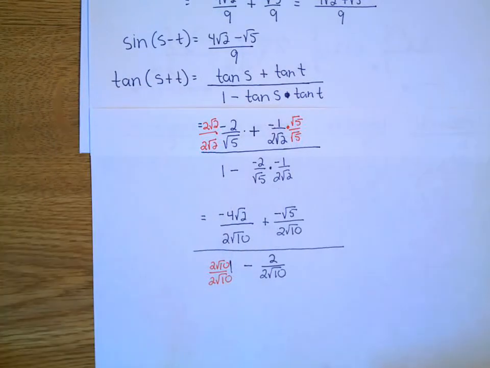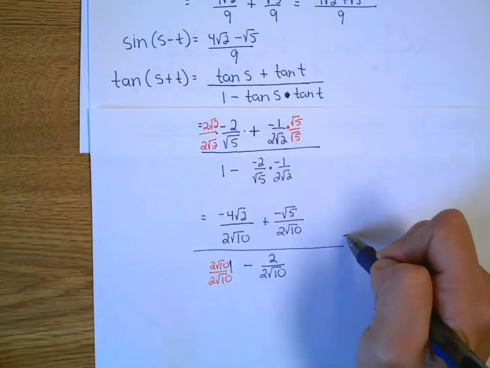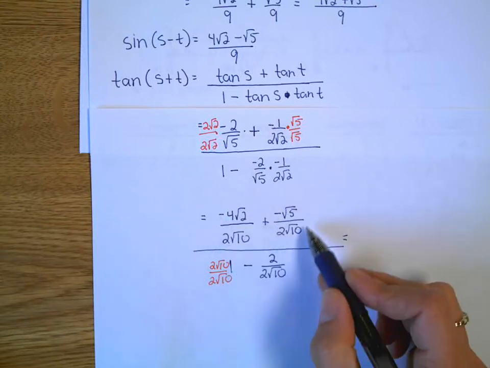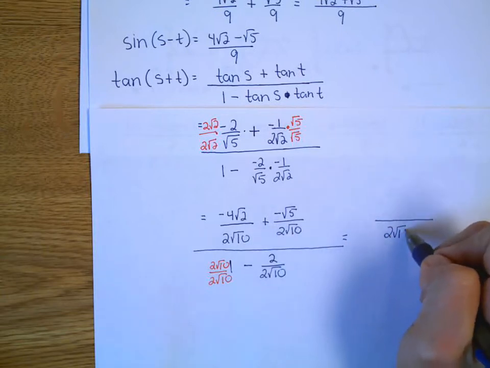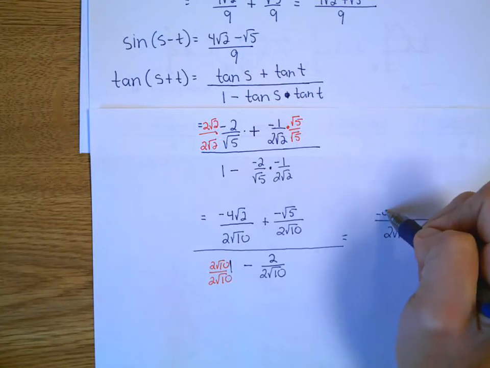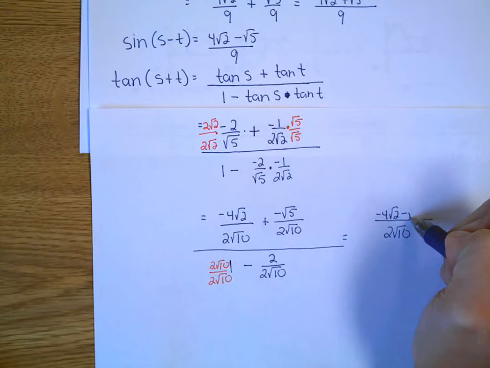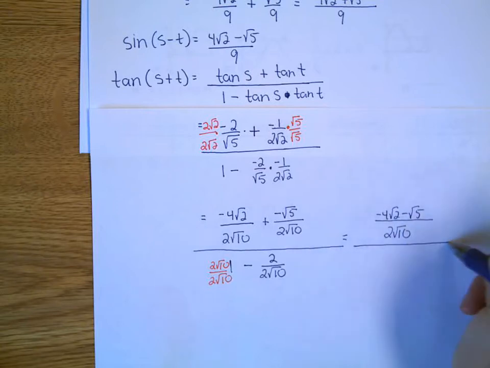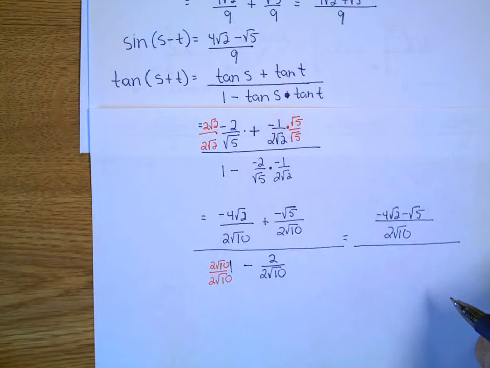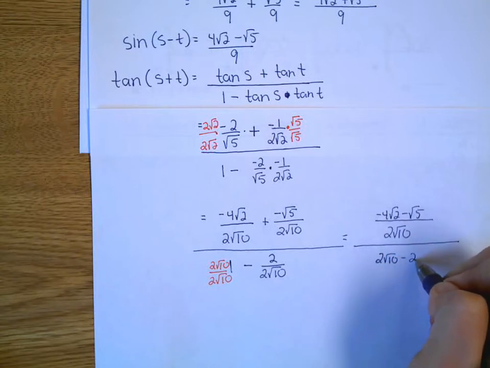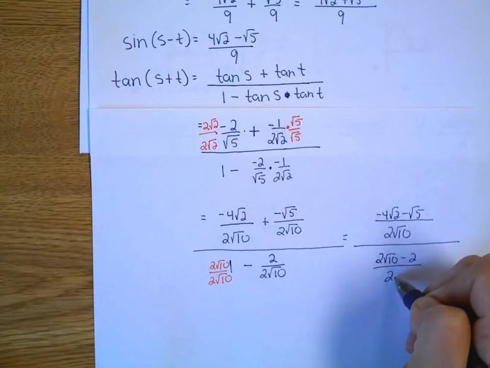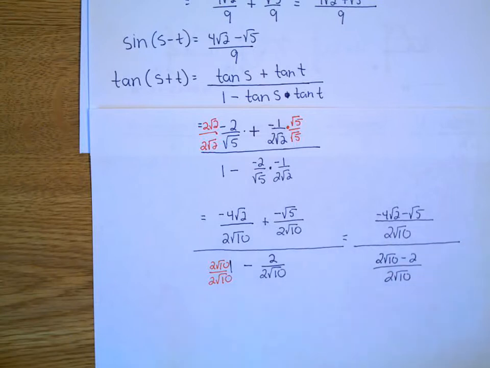And we're just about there. I'm going to go horizontally here. Let's make a single fraction out of the top. My common denominator is 2 square root of 10. I'll have negative 4 square root of 2 minus square root of 5. In the bottom, 2 square root of 10 minus 2, all over 2 square root of 10.